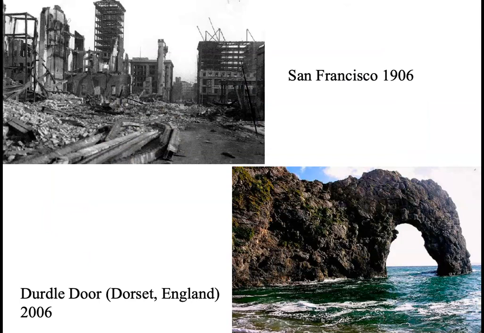San Francisco in 1906, the Durdle Door in Dorset. We'll just look at the arch here. This is created by water waves hitting the rock, and it's created an arch there.